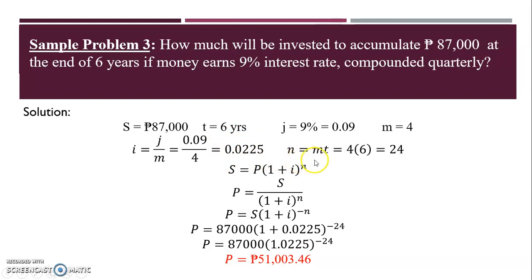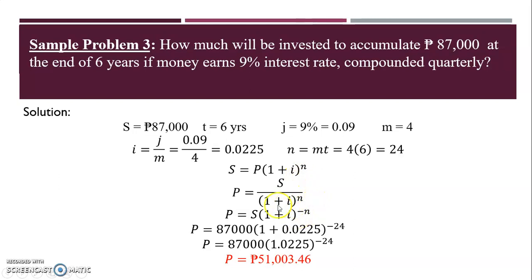Then, ang N is M times T. So, 4 times 6, 24. So, alam naman natin the original formula is S equals P times 1 plus I raised to N. But we are solving for P. So, i-divide natin both sides yan by 1 plus I raised to N. So, magiging P equals S divided by 1 plus I raised to N.